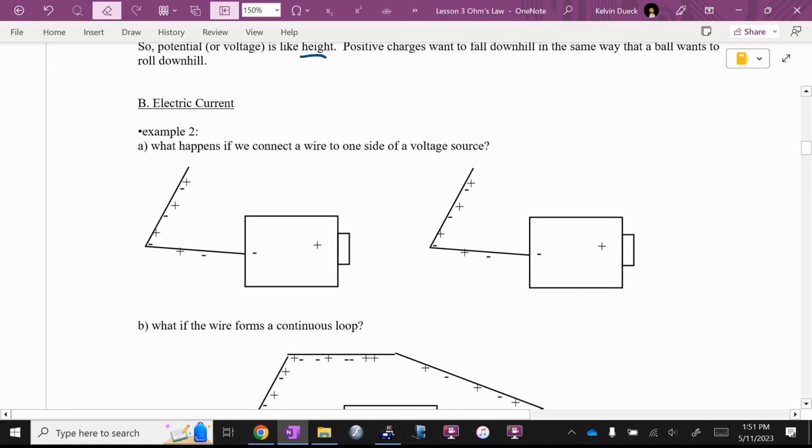Let's talk about current. What happens if we connect a wire to one side of a voltage source? Well, like charges, I gotta be honest, a couple of electrons would move. But here's what would really happen. Very rapidly, the voltage of that wire, the energy per coulomb of that wire, would be the same voltage potential, the same energy per coulomb of the battery. It would be like they would be on level ground. Charges would not flow. So really what we're going to say is nothing would happen.